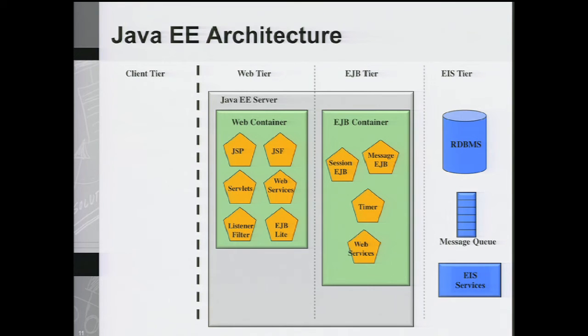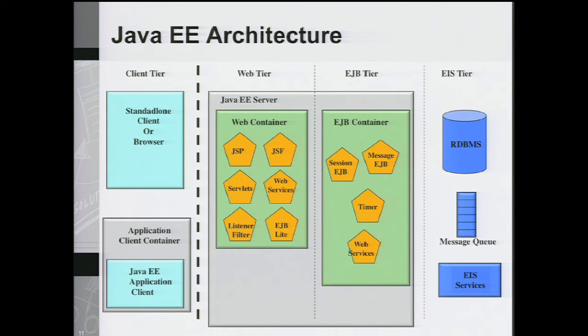In terms of client, you have standalone client or the browser. So when it comes to standalone clients, they can be non-Java clients, they could be Java clients, or they could be the browser. You could also have a Java EE client. There is something called the application client container, ACC, which is part of the Java EE specification that allows a Java EE client to talk to the application server directly, to the EJB container.